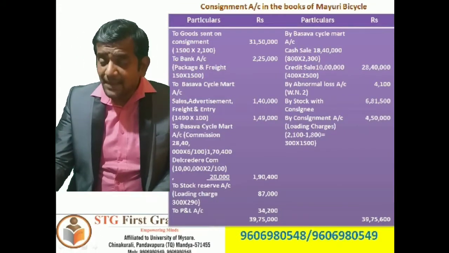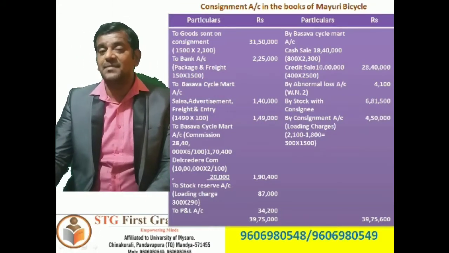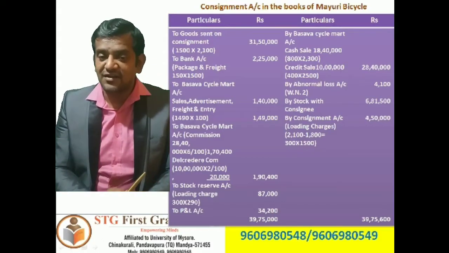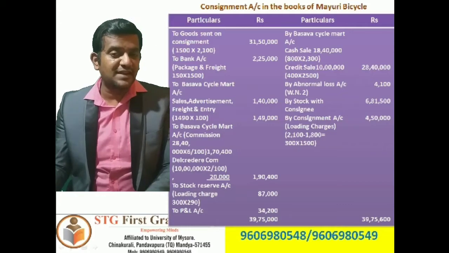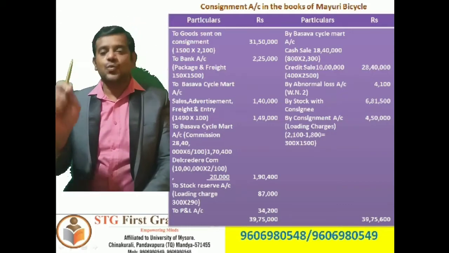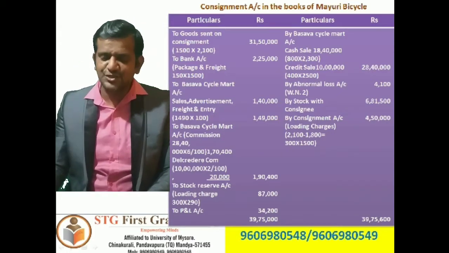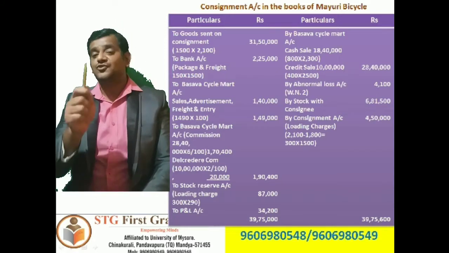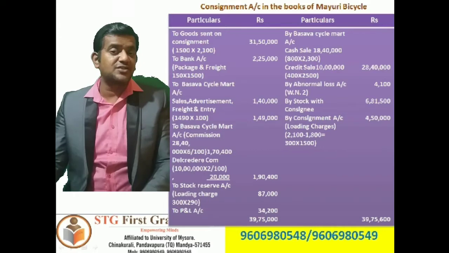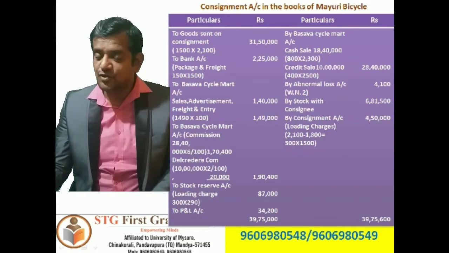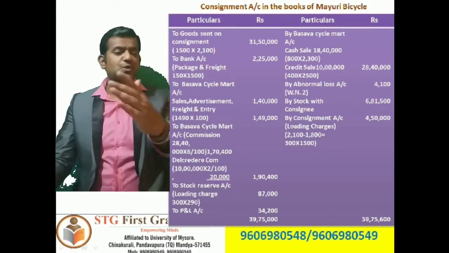How many bicycles have been sent on consignment? 1,500 bicycles at invoice price of 2,100 rupees, correct? So 1,500 into 2,100, the amount comes to 31,50,000 rupees. How much? 31,50,000 rupees.